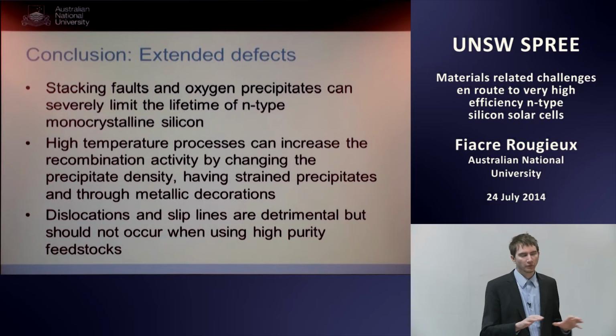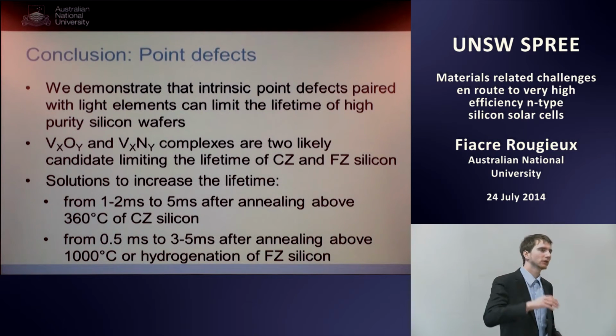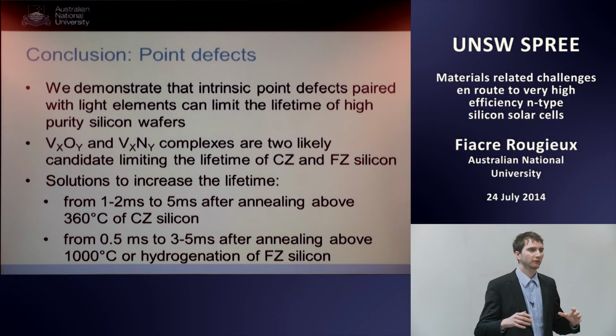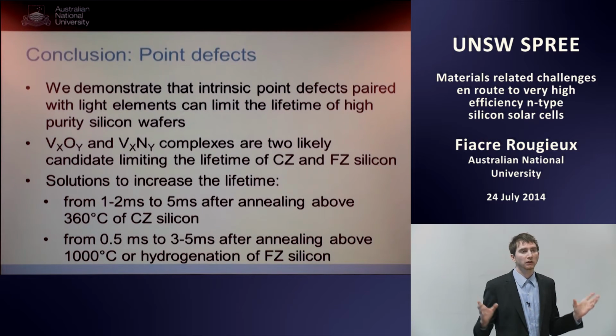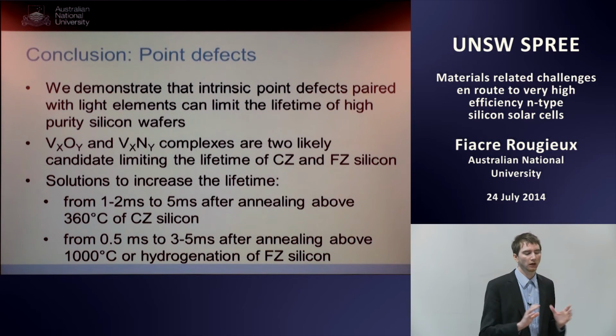And also we've seen that potentially you can have dislocations and slip lines, but those should not occur in high purity feedstock. But the interesting point is that we also think that not only extended defects, but also point defects, which are growth related, can limit the lifetime, and those are potentially just vacancies paired with light elements. Oxygen and nitrogen are the two likely candidates for CZ and FZ silicon.